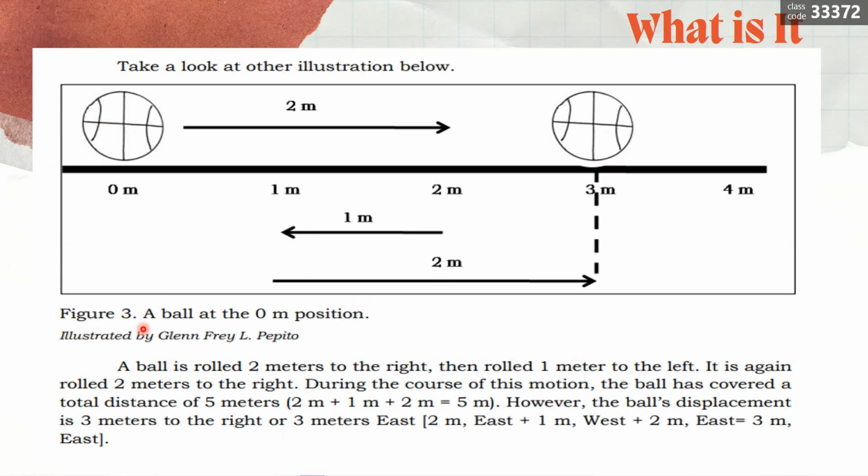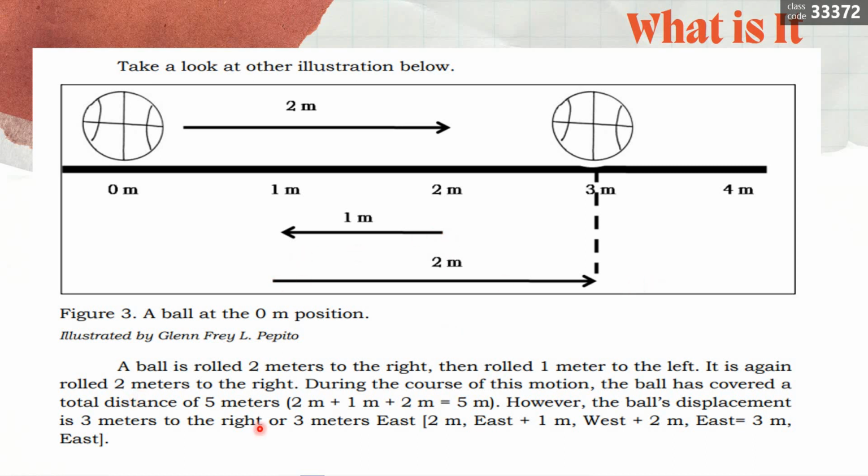So figure 3, a ball at the 0-meter position. Starting there, it moves to the right 2 meters and ends at 3 meters, and this is the 4 meters. And then going back, so we have 1 meter. So in here, from 1 meter to 3 meters. So this one is simply 2 meters, this is 1 meter, and this is 2 meters.